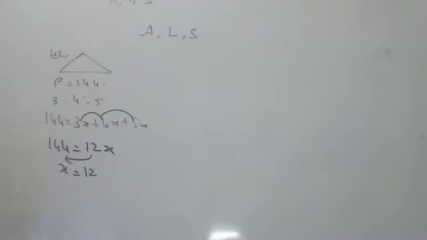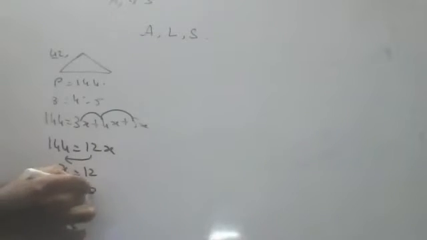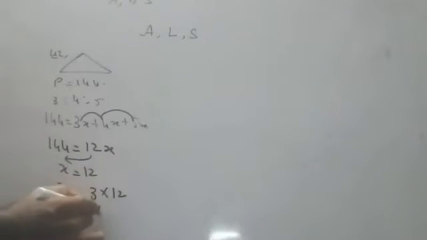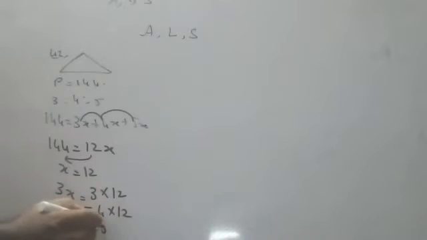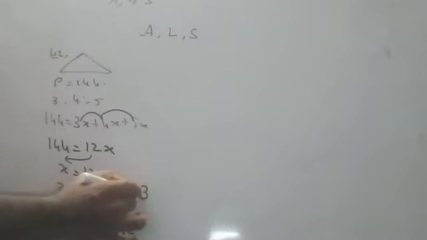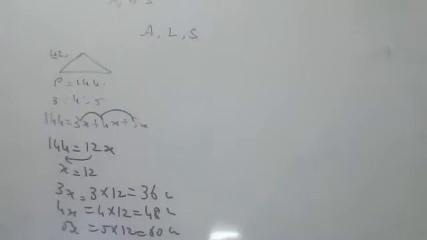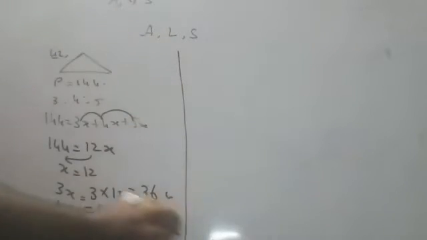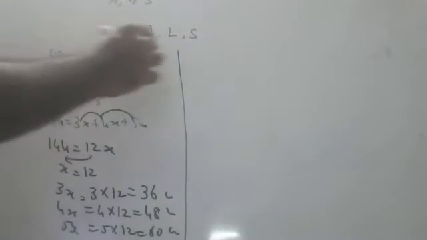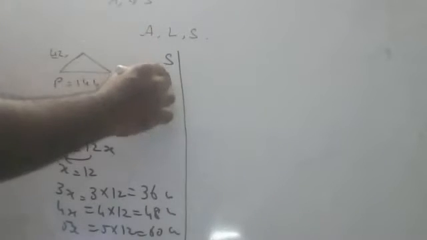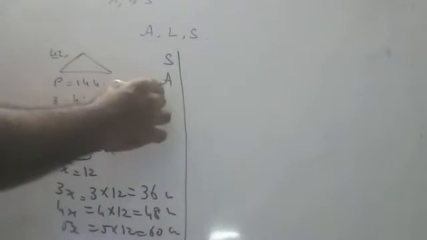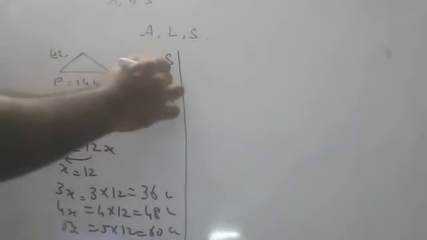Now you have to find out the individual sides. What are the individual sides? 3x, 4x, 5x. Please, children, all of you should follow. 3 into 12, 4 into 12, and 5 into 12. I'm just finding the individual sides. Later we will do the sum. 36, 48, 60 centimeters are the individual sides. Once you get the individual sides, the first step, everywhere the same, is to find the semi-perimeter, substitute in the formula, and find the area.